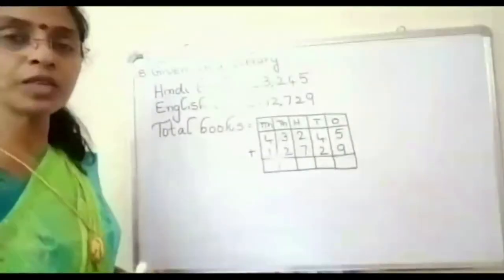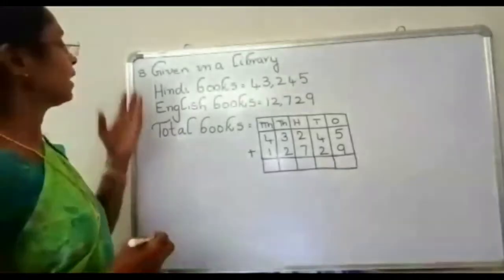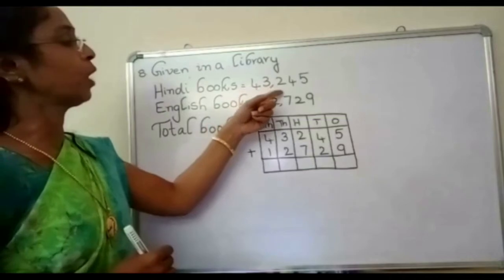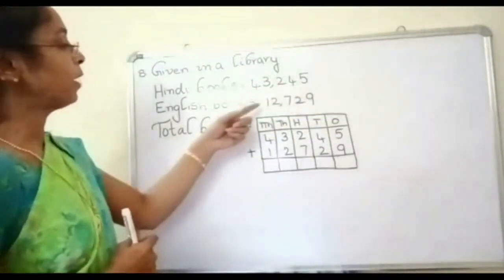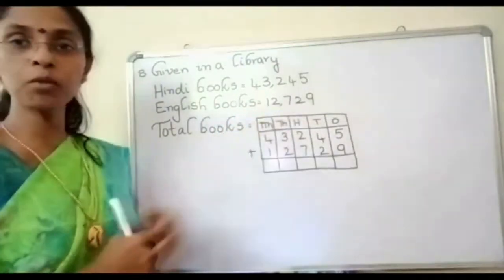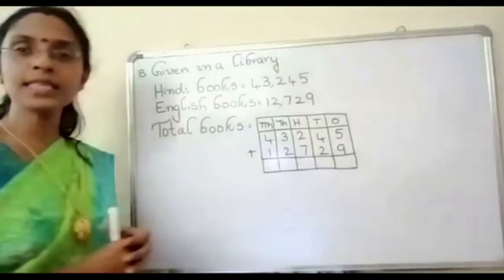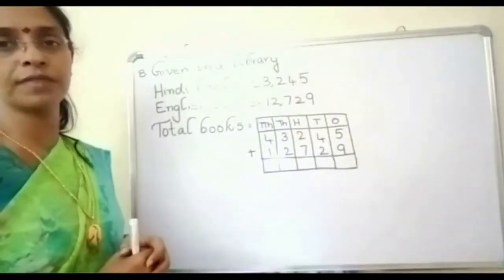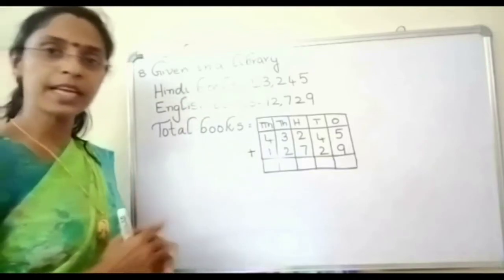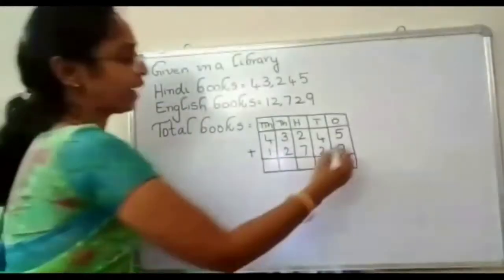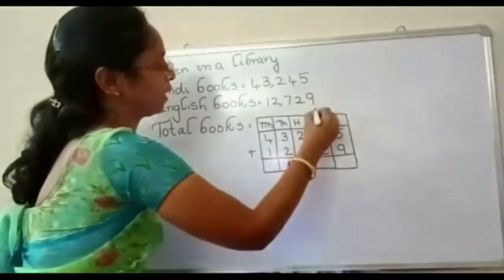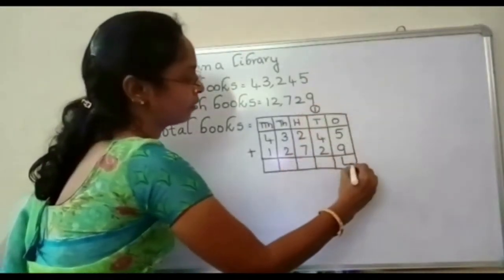Friend, what is given in the question? Yes, given that in a library, how many Hindi books are there, children? 43,245. How many English books are there? 12,729 books are there. So, he is asking you to find the total number of books first. For finding the total number of books, what you need to do, children? Yes, you have to add. Now add, children. 5 plus 9, how much? Yes, it is 14. 1 and 4.